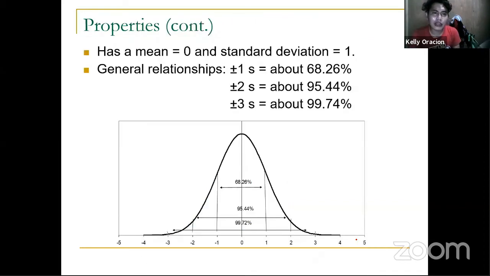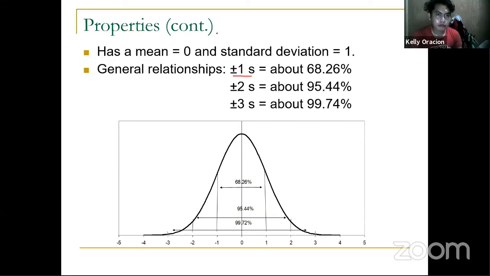Okay, here it is. Another property: the normal distribution has a mean of 0. The standard normal distribution has a mean of 0 and a standard deviation of 1. General relationship, please take note of these values. Within positive or negative 1 standard deviation, the area under the graph is about 68.26% or 0.6826.